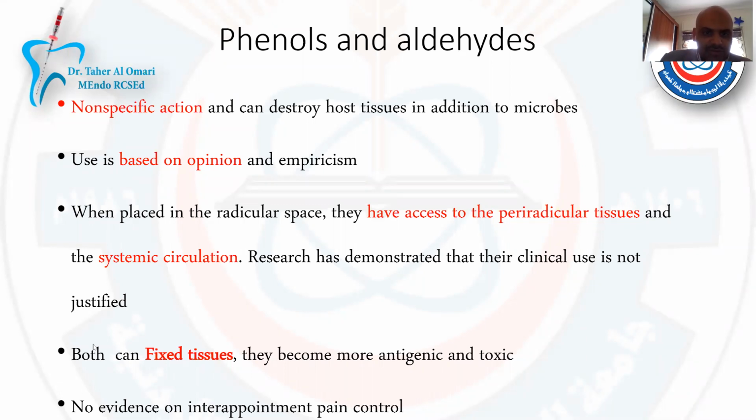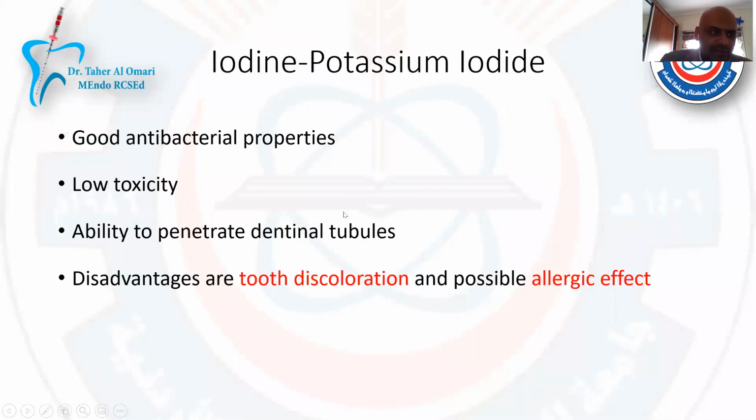The most famous phenol and aldehyde material we have is formocresol, which we will see in the majority of cases. We learned that formocresol is the best material. When I was a student, they taught us that formocresol is the best material. The new evidence suggests that formocresol is a toxic, carcinogenic material, and it should not be used. Another material is iodine, potassium iodide.